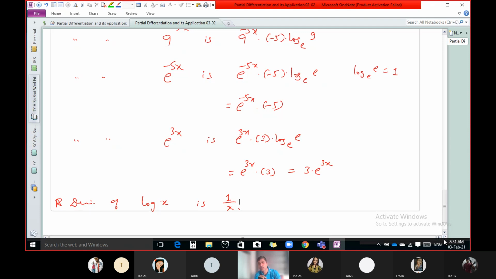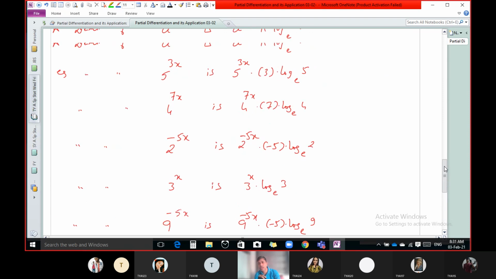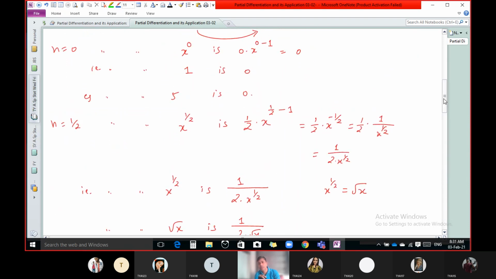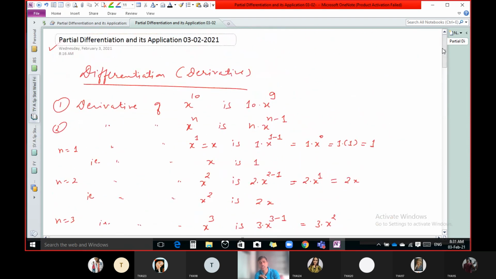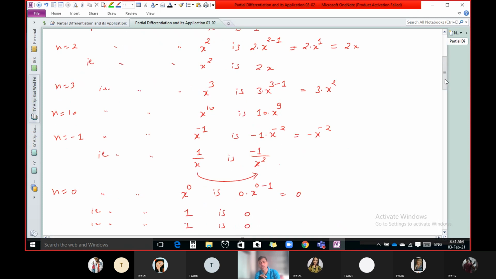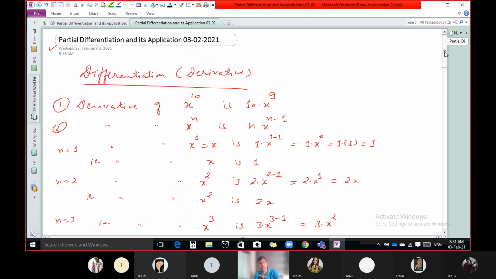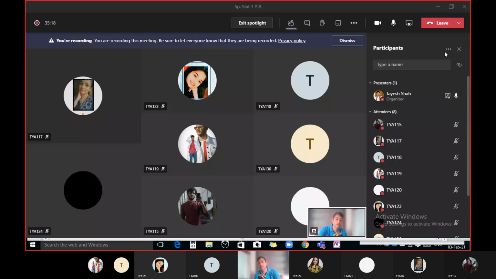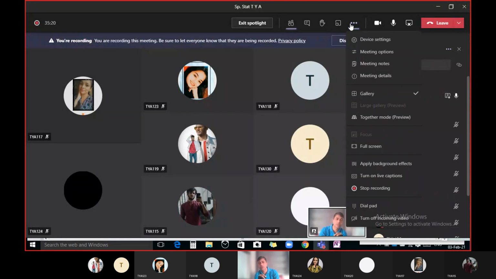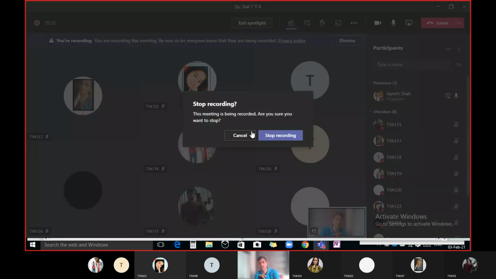So learn these results of derivatives so that we are able to start partial differentiation next time, because we require the concept of differentiation in partial differentiation. So you have to learn these few results so we are able to start partial differentiation easily. So this is enough for today. If you have any question, ask your doubt.